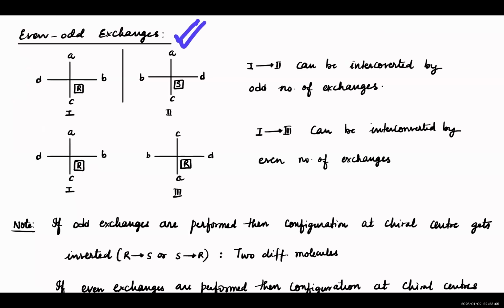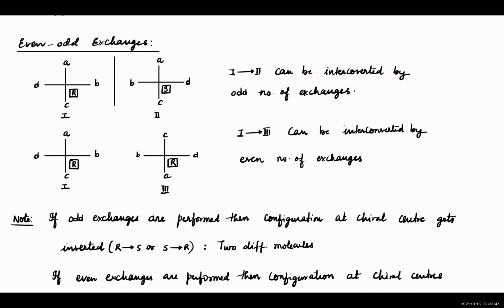When it comes to even and odd exchanges, I told you already, if I exchange only one set here, that is called odd number of exchanges. So the configuration got changed. R has become S. If I take two exchanges, for example, B and D I exchanged and A and C also have exchanged, then this is the molecule. In that case, if this is R configured, this will remain R configured only. Correct? So even number of exchanges will lead to the identical molecule. Odd number will lead to the non-superimposable mirror images. Okay?